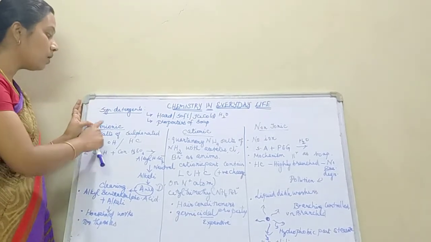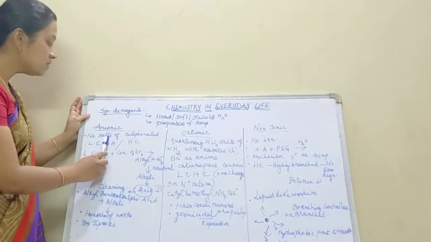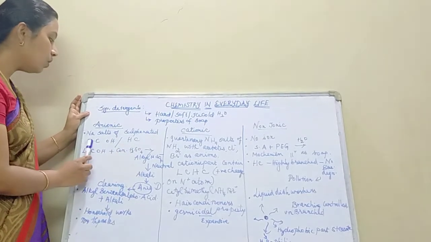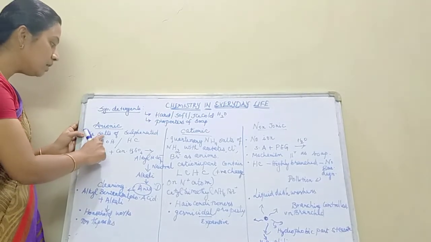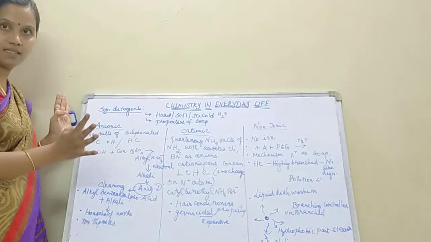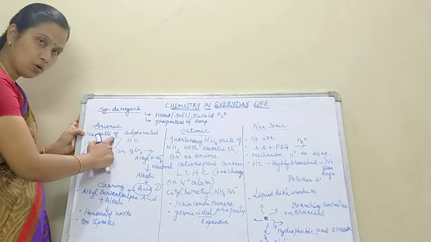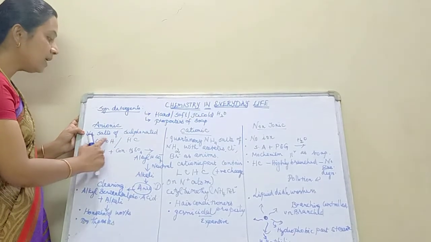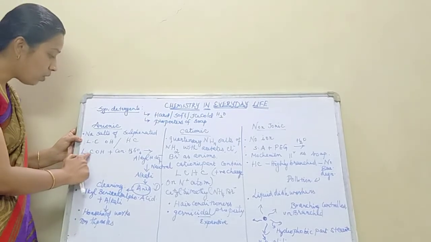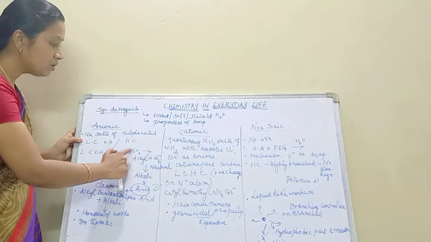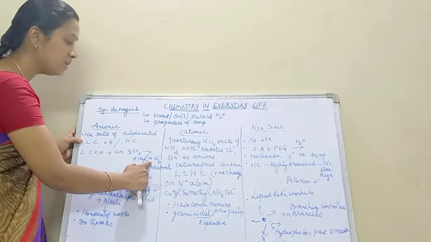Now we are going to see what anionic detergents are. Anionic detergents are sodium salts of sulfonated long chain alcohols or hydrocarbons. What are soaps? Soaps are sodium salts of long chain fatty acids, while anionic detergents are sodium salts of sulfonated long chain alcohol or hydrocarbon. So what happens in the reaction here? The long chain alcohol reacts with concentrated sulfuric acid.